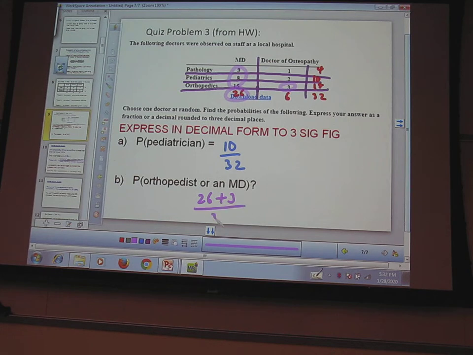What's another way of doing it? You could also take the total of your orthopedists, the 18, add the 26, and subtract the overlap of 15. Either way, you get the exact same number, which is 29 out of 32. Good? You don't need to know both ways, just pick a way that works that you like and stay with it. This is only useful really when you get into stuff where you don't have a table, then sometimes you need it.